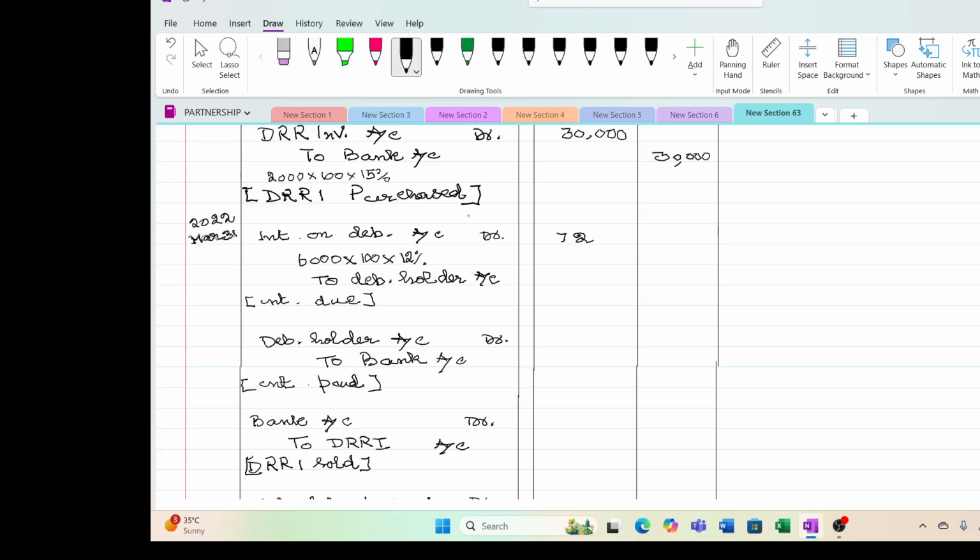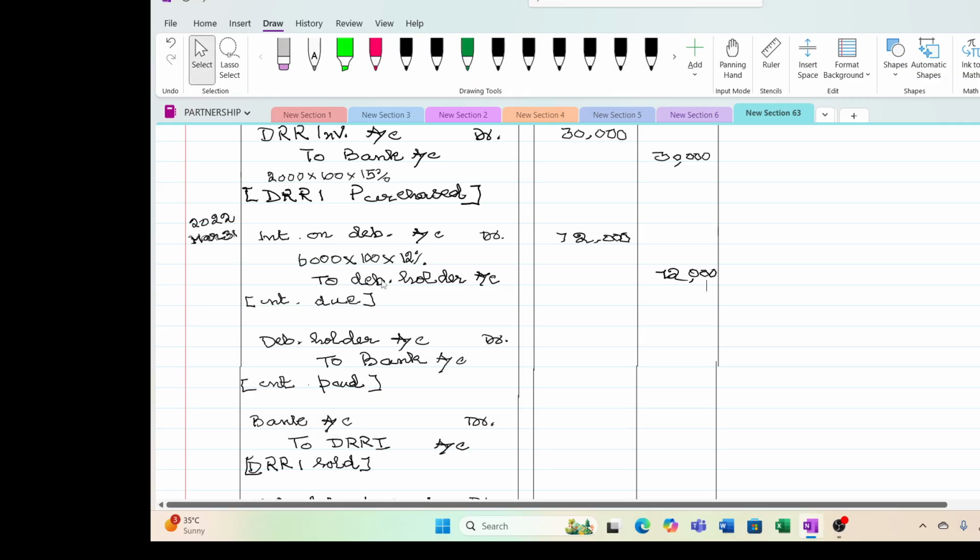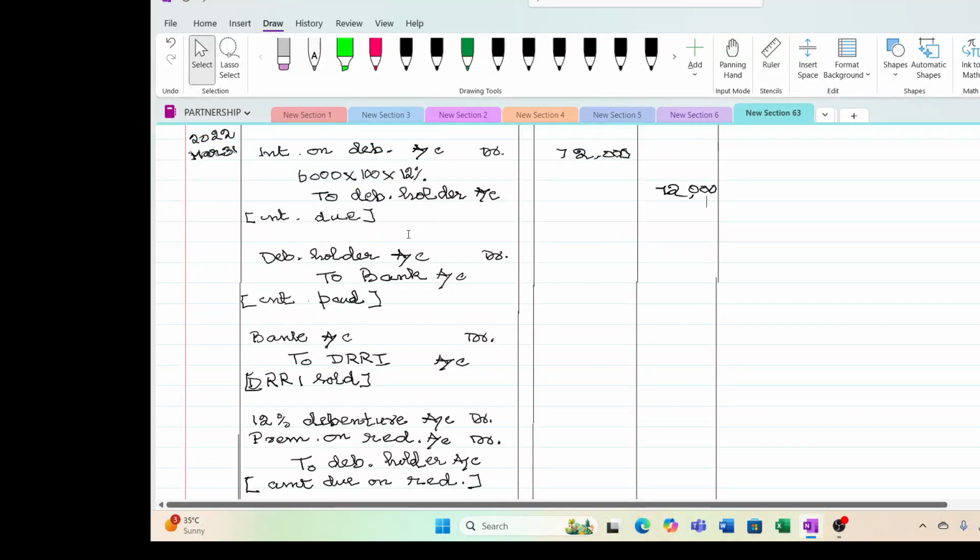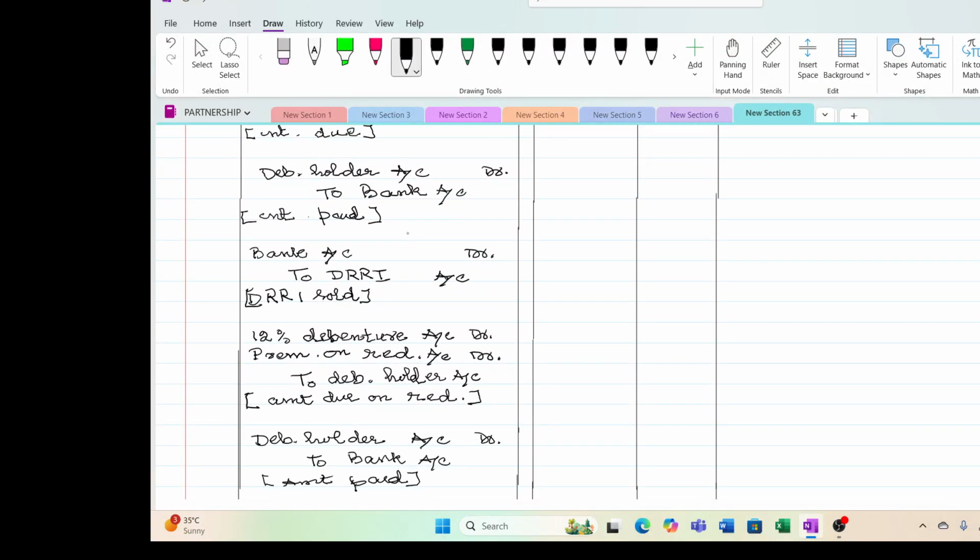We have started at the year end. We are going to make the payment of interest on debentures, 72,000. It is better that you always make a due first. You can make a combined entry also, but I prefer that you make a due first and then make the payment to debenture holders.